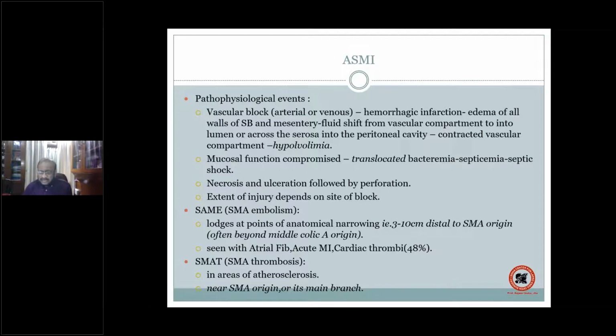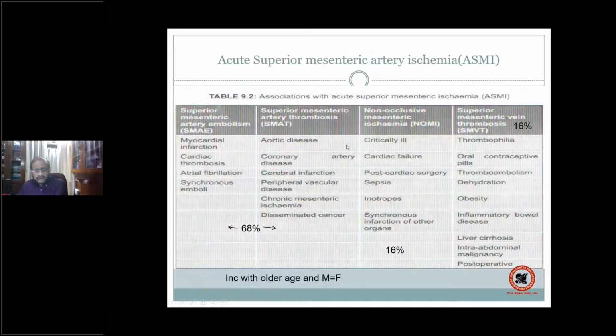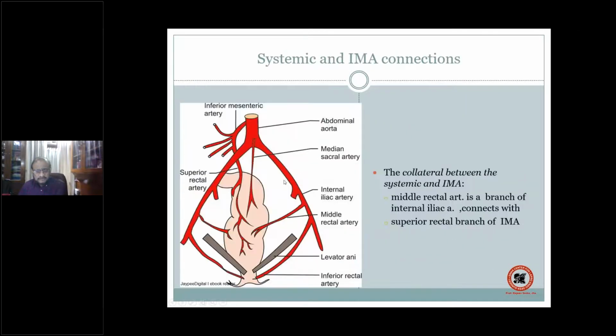The extent of injury would depend upon the site of block and the extent of the vascular block. Where the vessel has been blocked, how much segment has been blocked, whether it's a partial block or total block, all these would determine the extent of the injury. If you look at the embolism, it lodges at a point of anatomical narrowing, and that is 3 to 10 centimeters distal to the superior mesenteric artery origin, and that is often beyond the middle colic artery origin. So that is the most common site for the block of a superior mesenteric artery embolism.